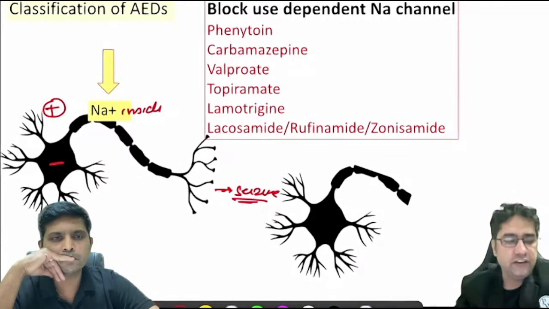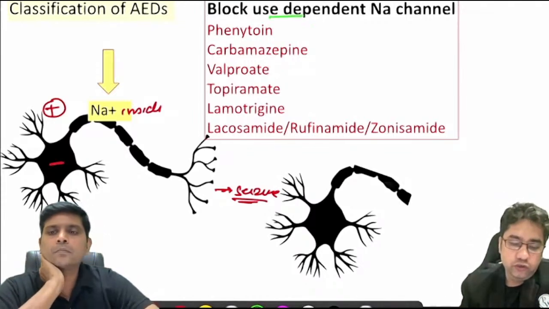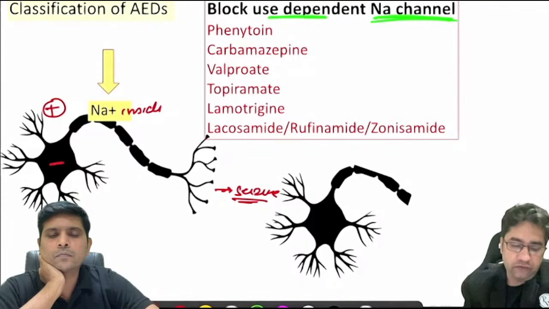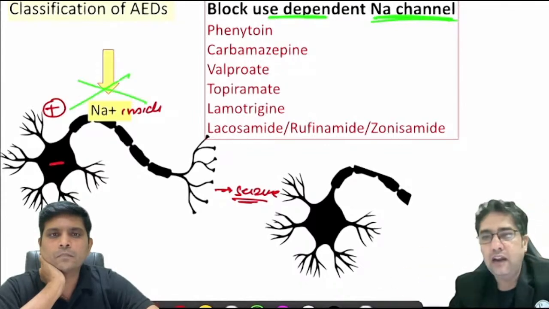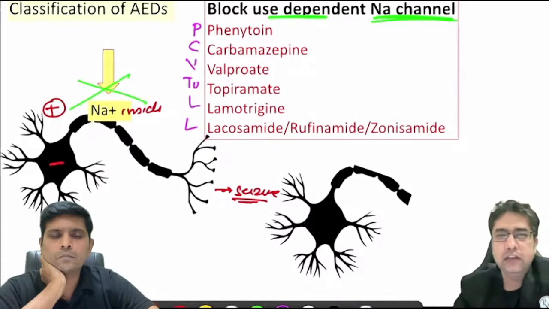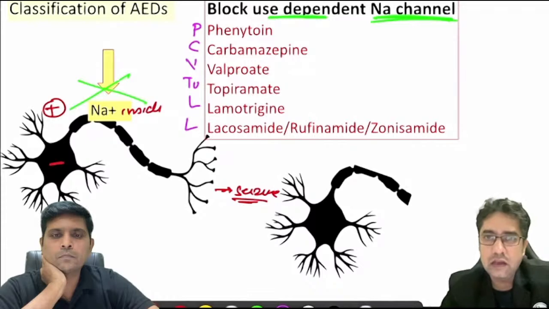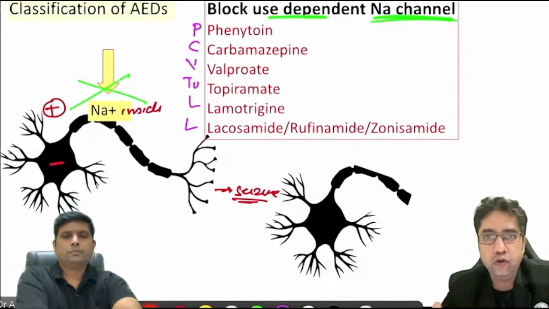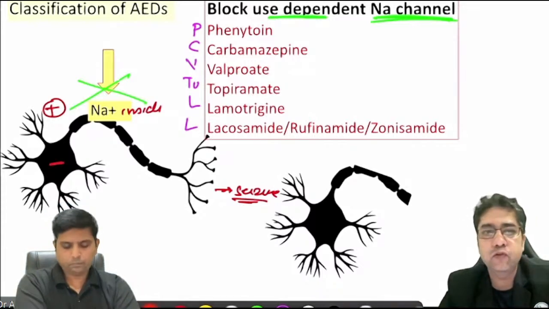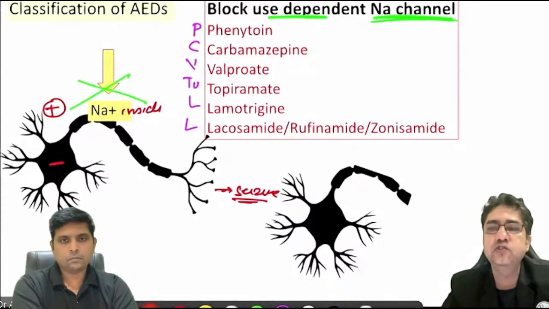So the first class of anti-epileptic drug we have is the drug that blocks use-dependent sodium channel. If we block the entry of sodium, the drug will be an anti-epileptic drug. A way to remember the drugs which block sodium channel is the mnemonic PCB-TAL. P for phenytoin, C for carbamazepine, V for valproate, topiramate, lamotrigine, and L for lacosamide. And we have congeners of lacosamide like rufinamide and zonisamide.